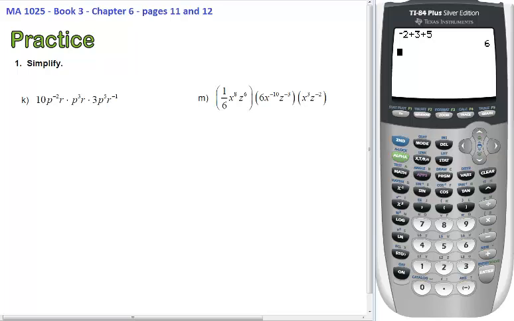This is 1K and 1M found on pages 11 and 12 in chapter 6 of book 3 of your ma1025 booklets, and this deals with multiplying terms, and this one concentrates on what you do when you multiply like bases and so on. So let's have a look at the first one.